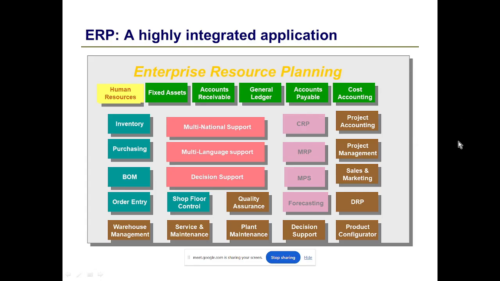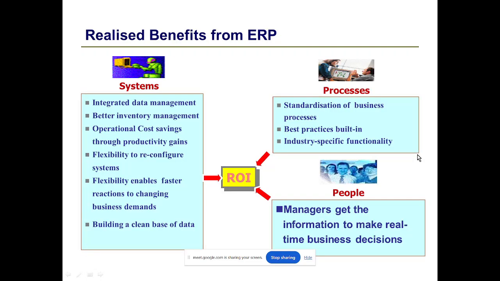Okay, the six M's I already introduced, right? Then we'll move on to the next slide. Realized benefits of ERP: the integrated data, better inventory management, and TCO, total cost savings, overall cost savings. Cost optimization. Also, we can say flexibility to reconfigure. Flexibility enabled faster reactions for the business demand, because of data, and finally it reached return on investment, ROI.